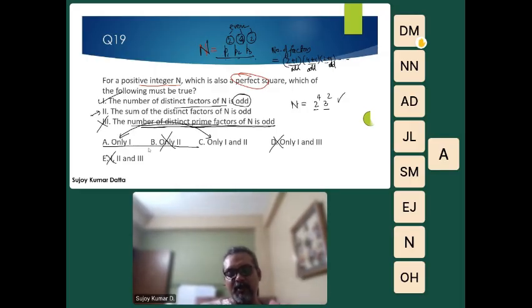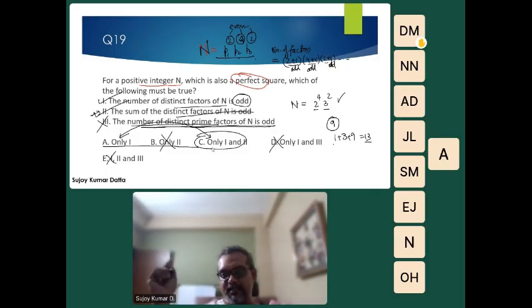How do you choose between two of them? Pick a number and cross check. For example, for a perfect square, let us take a look at 9. We have got 1, 3, and 9. The sum of the factors of n: 1 plus 3 plus 9 is how much? 13. Is it coming out odd? Yes, it is. Okay, let's go ahead with the gut feeling. So 2 will be correct, and we'll move on with 1 and 2.